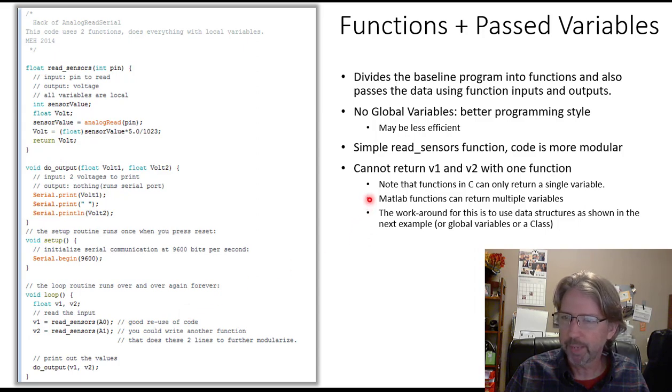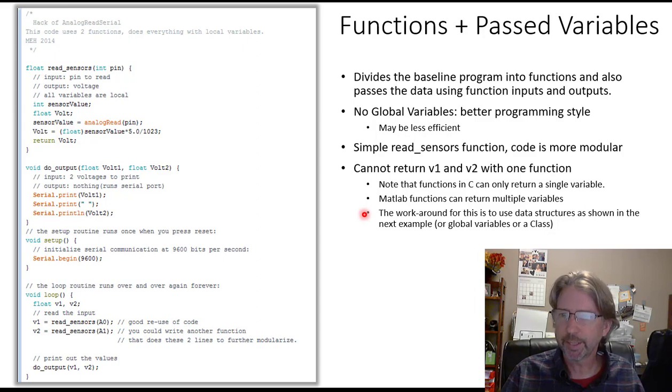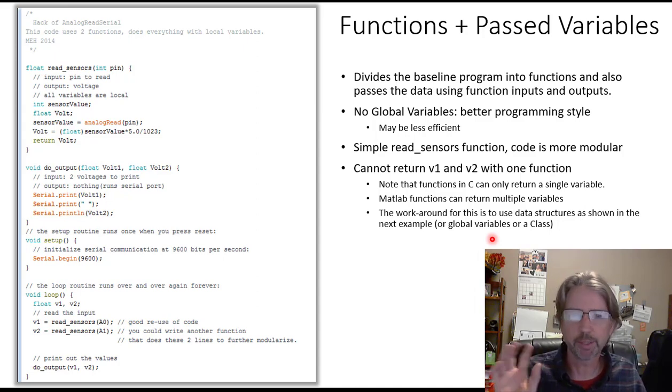In a lot of programs like MATLAB functions, you can return more than one thing. So then we could have had a read sensors where we passed it A0 and A1 and it returned V1 and V2. We can do that in programs like MATLAB. If we want to do that in C, the standard workaround is to use something like a data structure, which can hold more than one variable in one thing, and we pass the data structure back. But really in Arduinos, it's much more likely that you'll use a C++ concept of a class or object that is similar to a structure in the way it stores data, but can do more than that too.